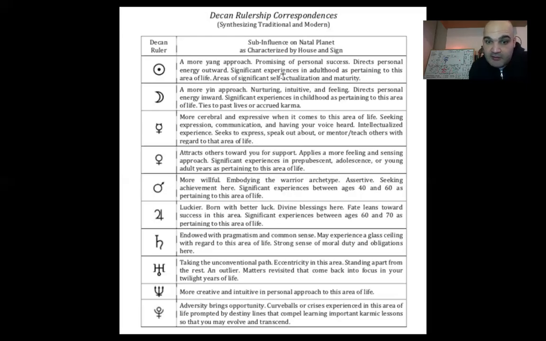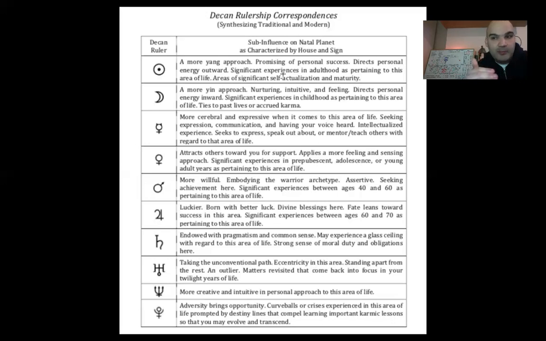Uranus, taking an unconventional path, eccentricity in this area, standing apart from the rest, an outlier, matters revisited that come back into focus in your twilight years of life. Neptune, more creative and intuitive and personal approach to this area of life. And finally, Pluto, an adversary that brings opportunity, curveballs, and crises experienced in the area of life, prompted by destiny lines that compel learning about important karmic lessons so that you may evolve and transcend.